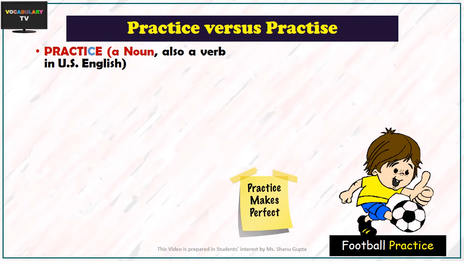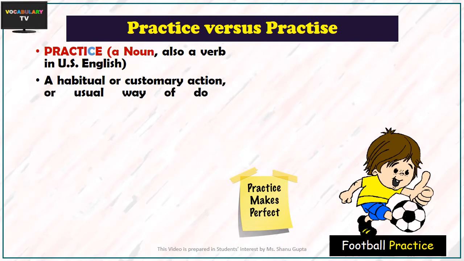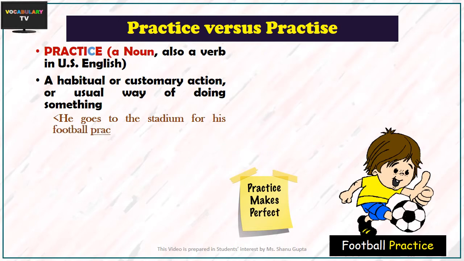There is no such distinction in American English though, where practice with an ICE is both a noun and a verb, and practise is not used at all. Practice as a noun has several meanings and mostly refers to a habitual or customary action or the usual way of doing something. For instance, in the saying, practice makes perfect, you may note that there is a C in practice. And of course, we can use it in sentences like, he goes to the stadium for his football practice daily.